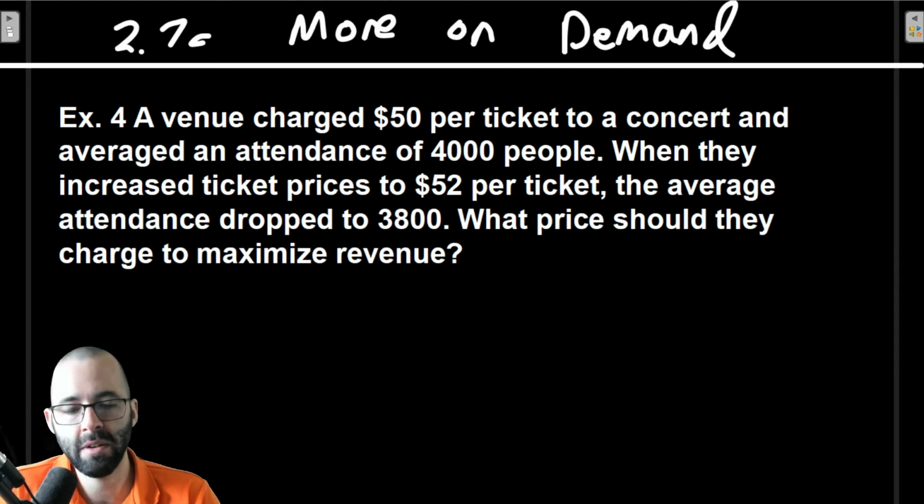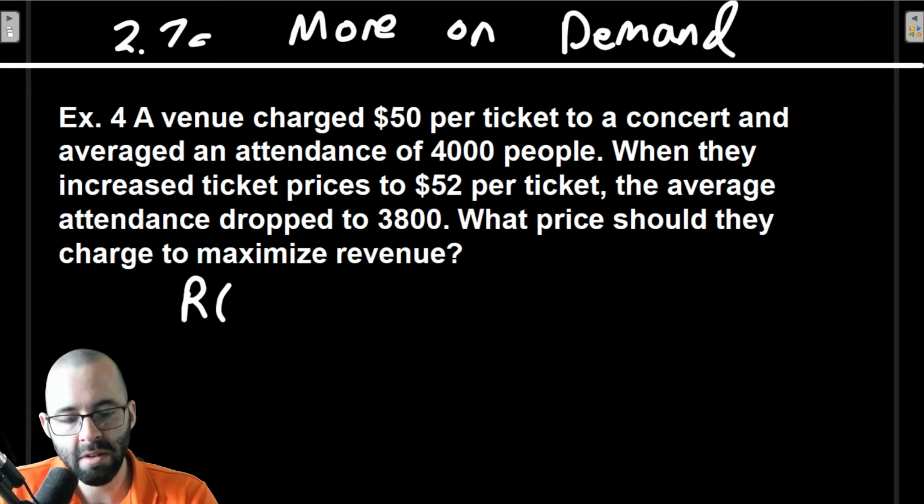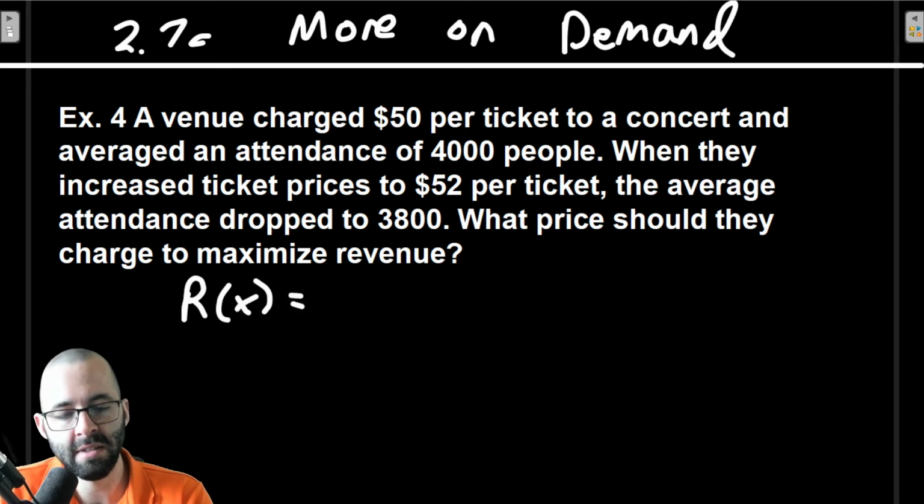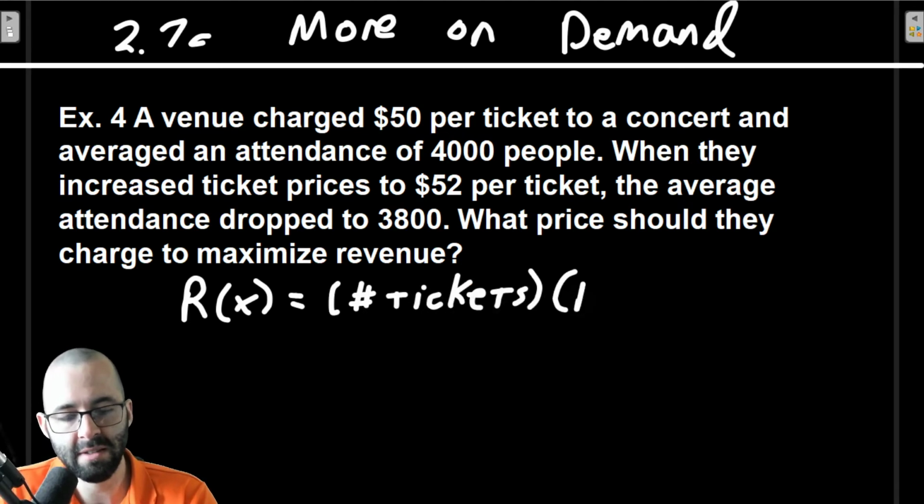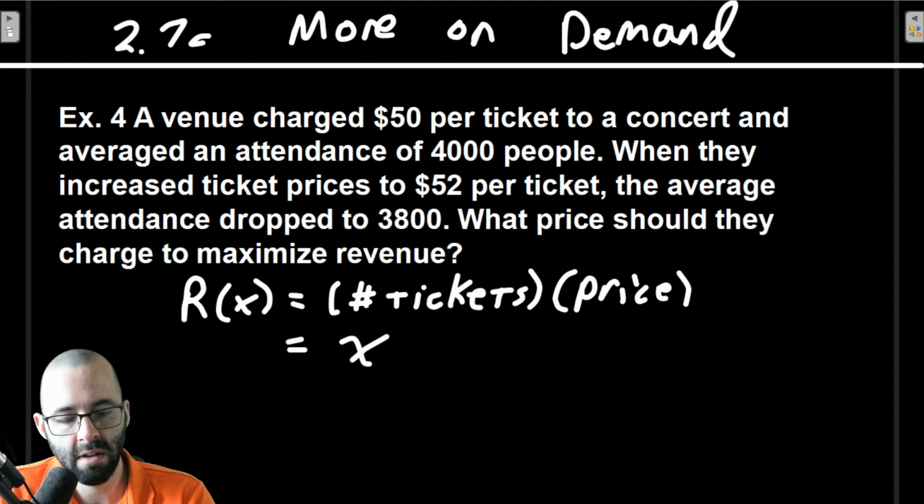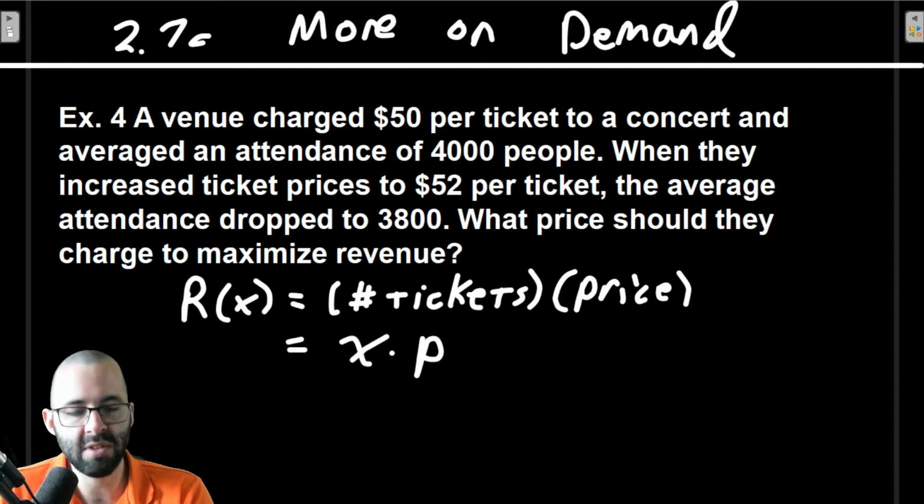So just like before, the revenue, which is what we're trying to maximize, is still just how many tickets times the price. If we let x be how many tickets we sell, and p be the price, it's the same as before. The revenue is how many things you're selling times what you're charging for each of them. Multiply them together.